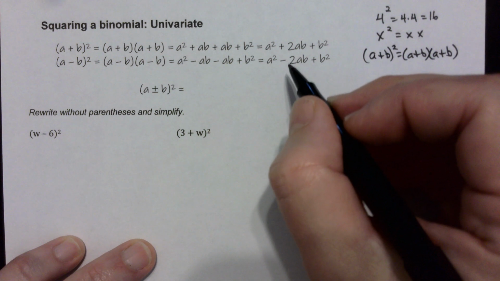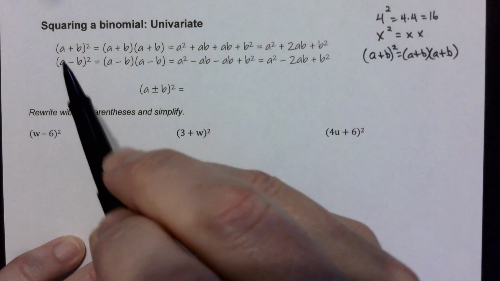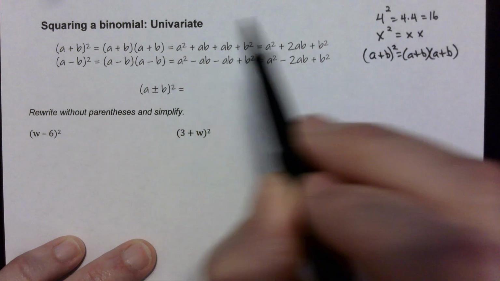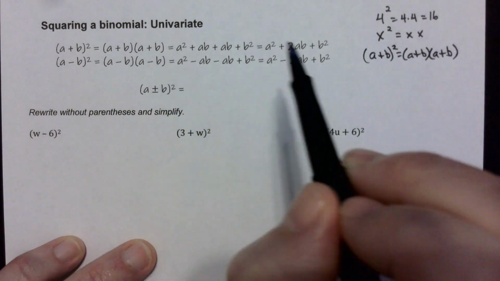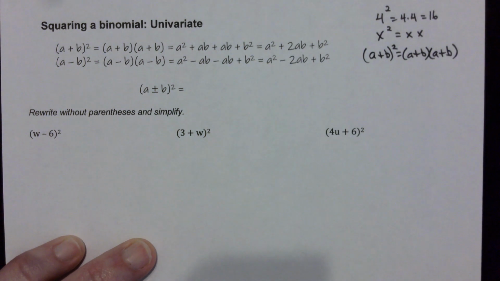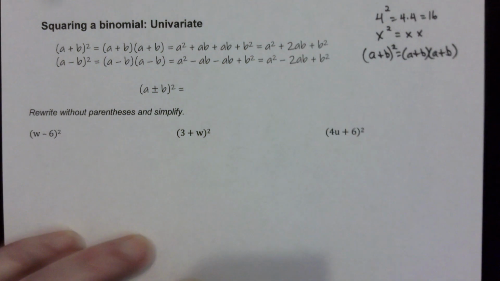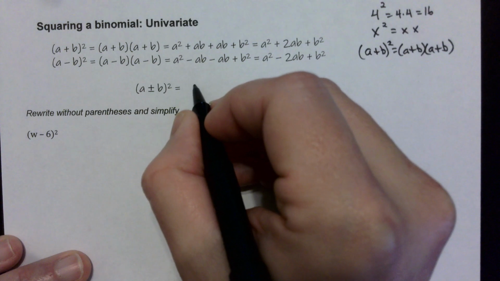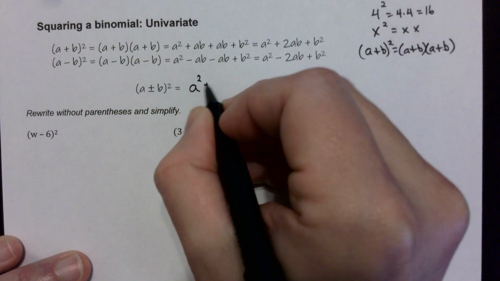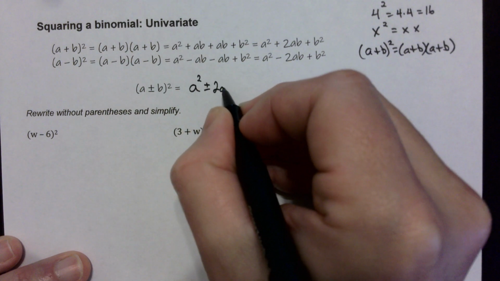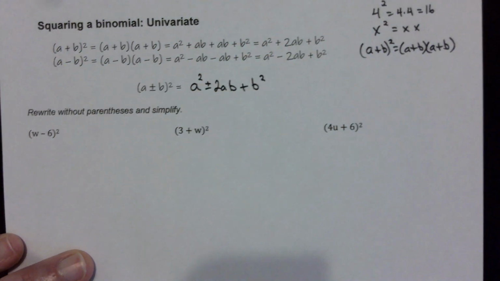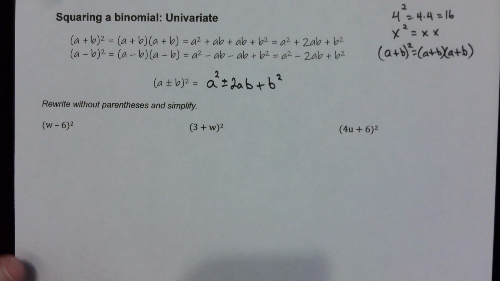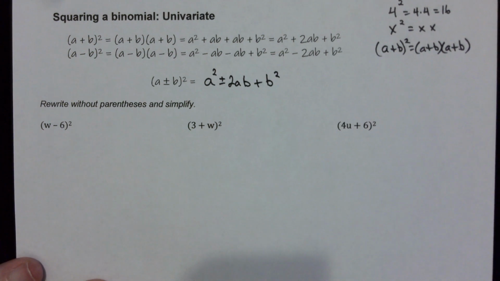Unlike when we were doing the conjugates where they canceled out, this time they'll add together. And the middle term will be positive or negative depending on the sign here. So here we have a plus, so that middle term is plus 2ab. Here we have a minus, so it's minus 2ab. So this would end up being a squared plus or minus 2ab plus b squared. That's the formula. I'm going to show you how to do it by hand. You can use the formula if you want for the shortcut.